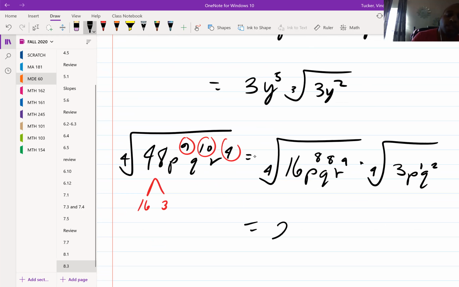So the fourth root of 16 is 2. And then fourth root of p to the 8, p to the second. That's q to the second, r. And then we leave the other stuff under the radical.